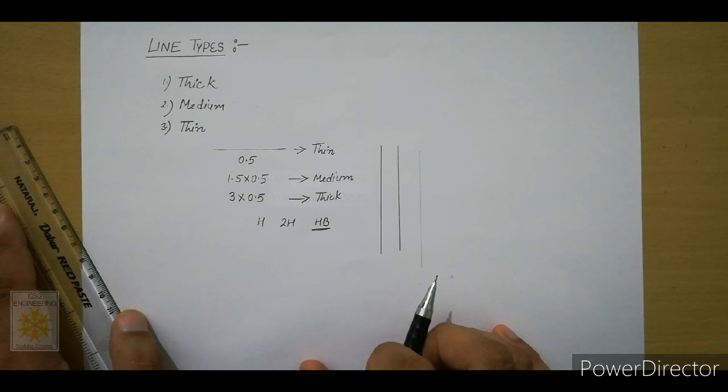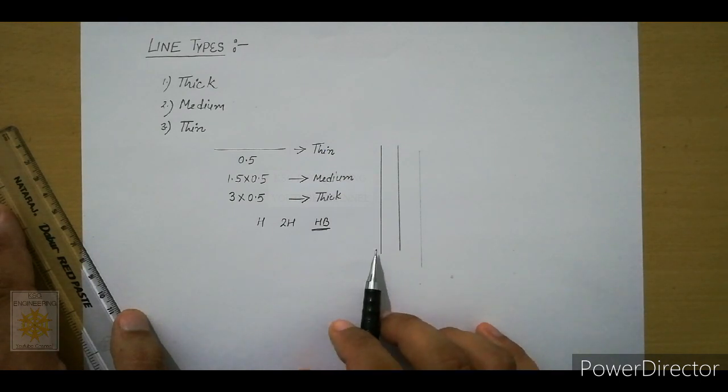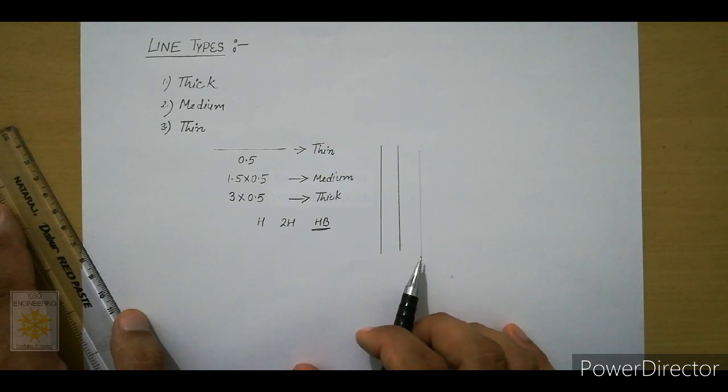Okay, now in the lecture we have talked about different types of lines based on the weight of the line and construction of the line. So we started with continuous thick line, then we discussed continuous thin line.